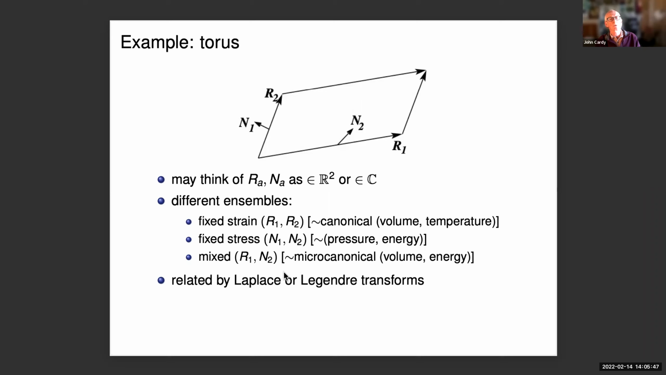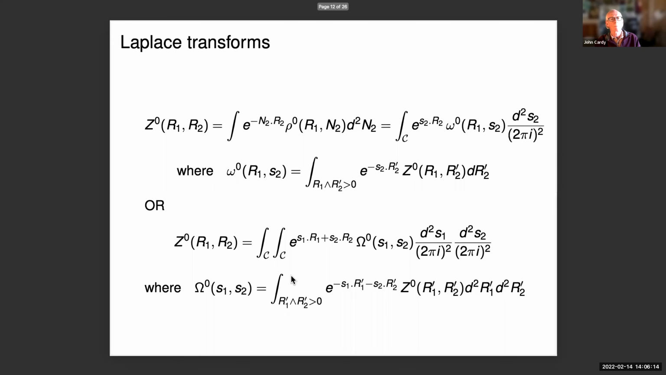So all these different ensembles are related either in statistical mechanics by the Laplace transform, or more traditionally by a Legendre transform. And initially, I'm just going to talk about the Laplace transform. So a Laplace transform looks like this, and I'm going to go through this very, very quickly. So we can always write a spectral decomposition of the partition function in terms of what's essentially the energy and the momentum.